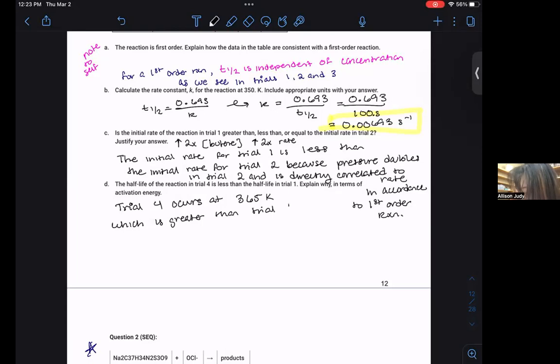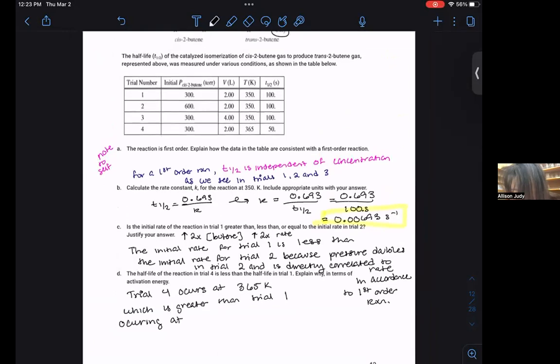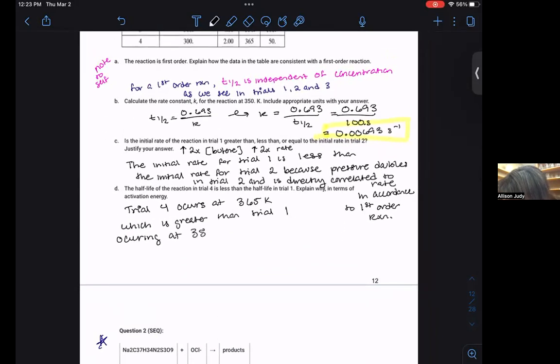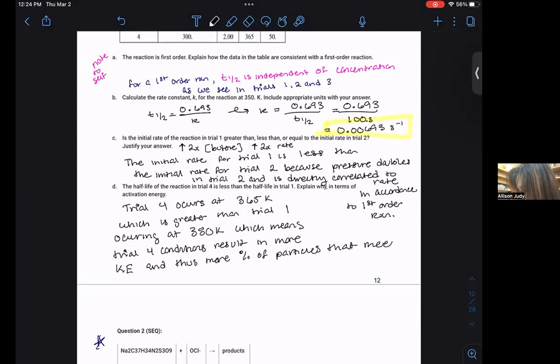trial 1 occurring at 350 Kelvin, right? Which means trial 4 conditions results in more kinetic energy and thus more percent of particles that meet activation energy.